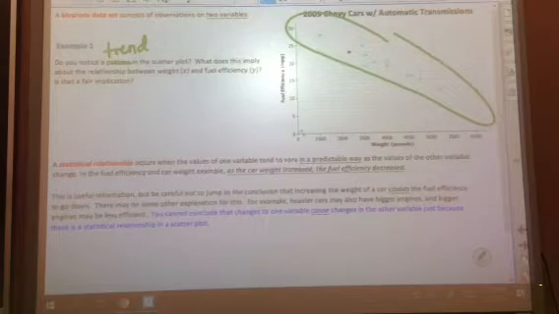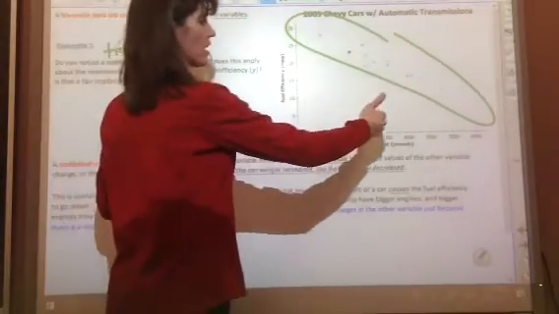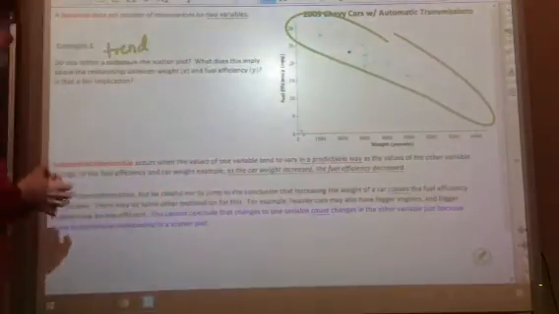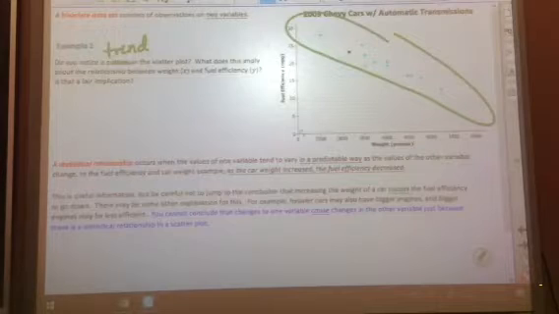What does this imply about the relationship between the weight and the fuel efficiency? What do you notice? Is there a relationship between the weight and the fuel efficiency? You could say that, yes, there is a relationship. As the weight of the car increases, the fuel efficiency goes down, the fuel efficiency decreases. Is that a fair implication? The bigger the car, the less gas mileage? Yes.